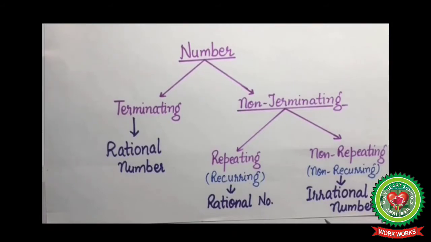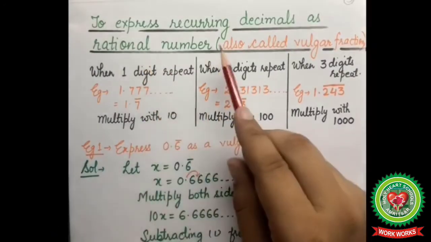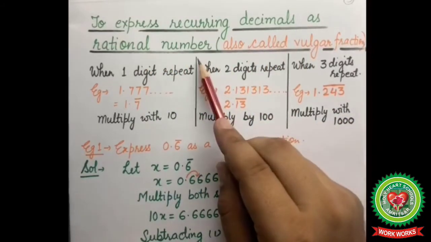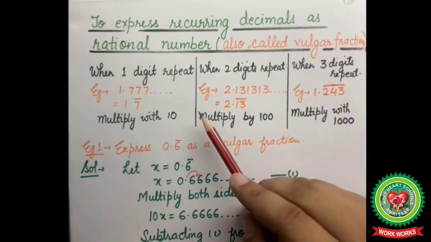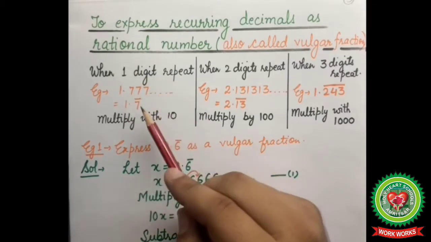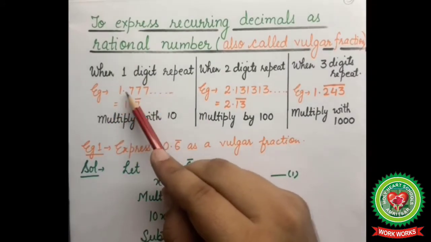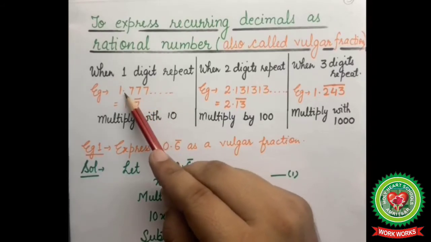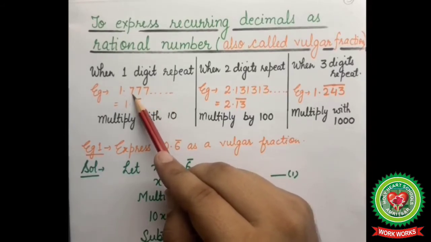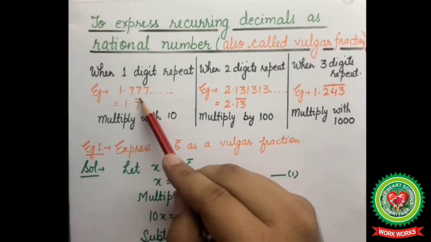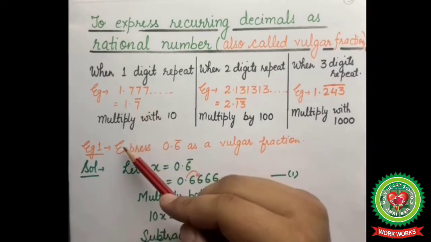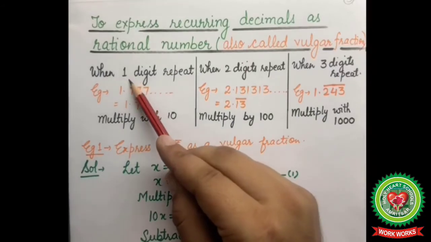So now let us discuss how we are going to convert recurring decimals into a rational number. To express recurring decimals as a rational number, that is also called a vulgar fraction, there are some things that we need to see. When one digit is being repeated, for example 1.777, in this there is only one digit after the decimal that is being repeated, that is 7. So we are going to write it as 1.7 bar. So in this case, only one digit is being repeated.